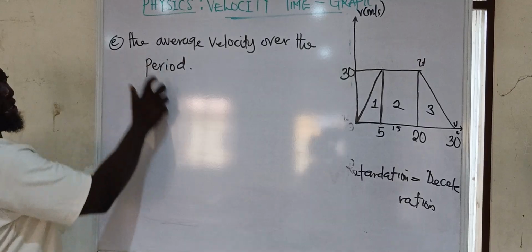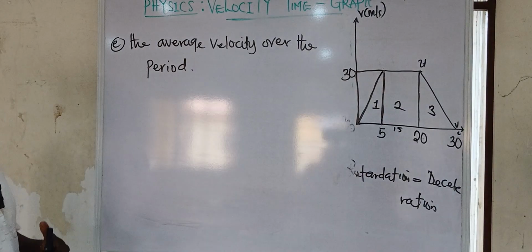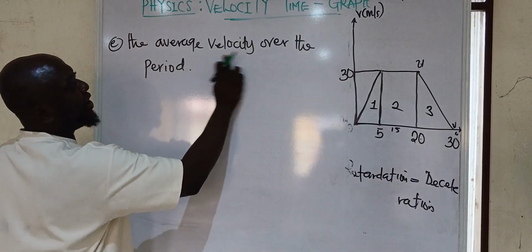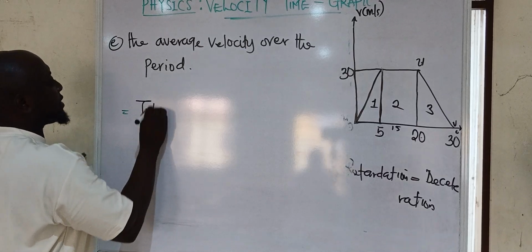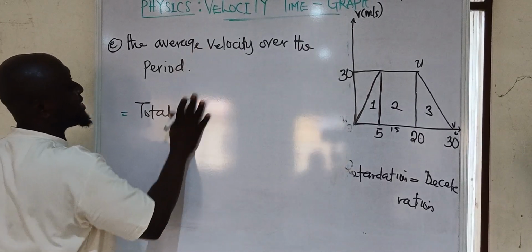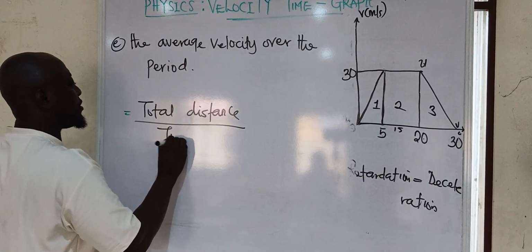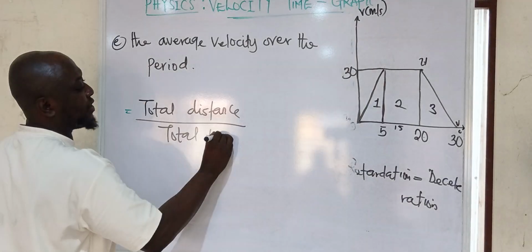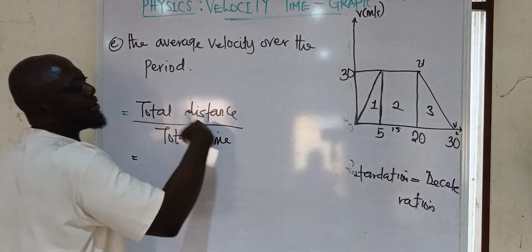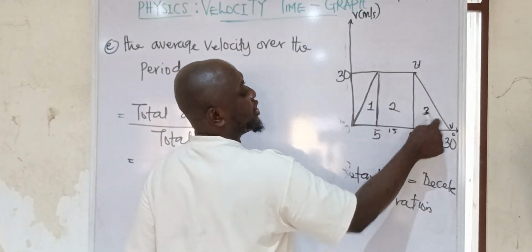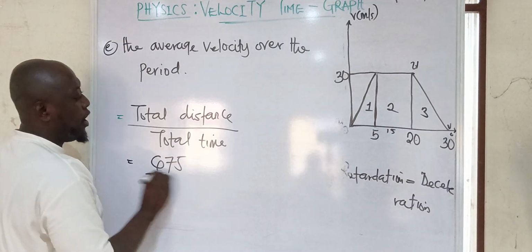Let's say this one is included in the question. They said we should calculate the average velocity over the period. That means velocity here is total distance all over total time. We are just dealing with distance over time. That's the English here, distance over time. So what was our total distance? When we added this one and this one, what did we get in total? We had 675 all over.